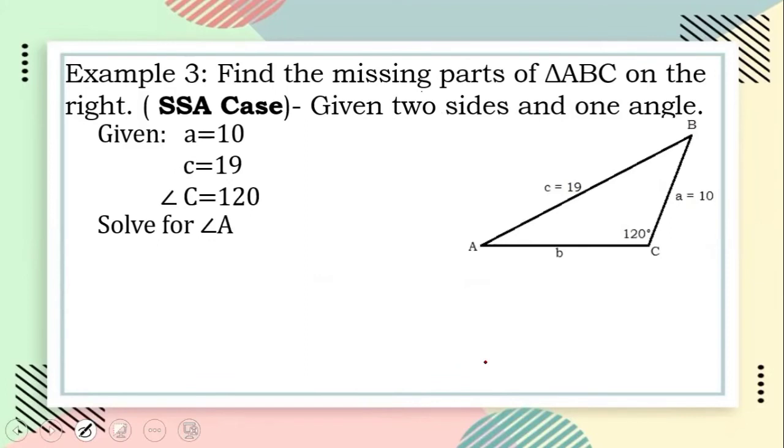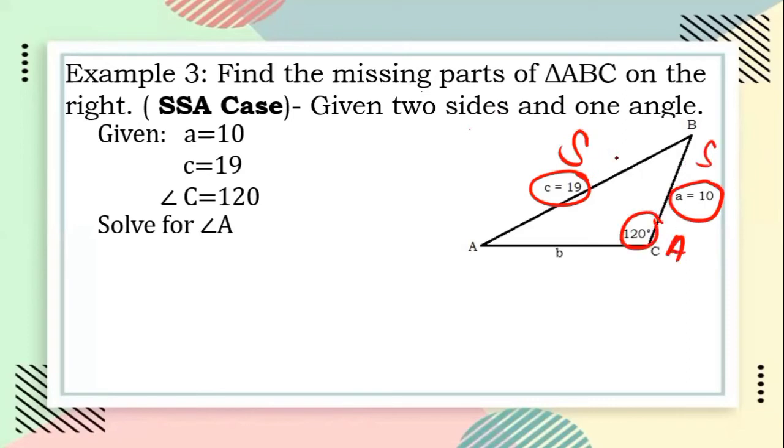Let's proceed to another case using the law of sine. In the SSA case, given 2 sides and 1 angle. So given 2 sides and 1 angle, we have for side A 10, side C 19. For angle C, that is 120 degrees.